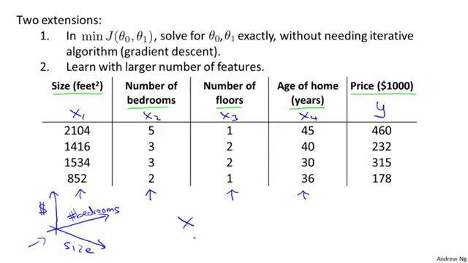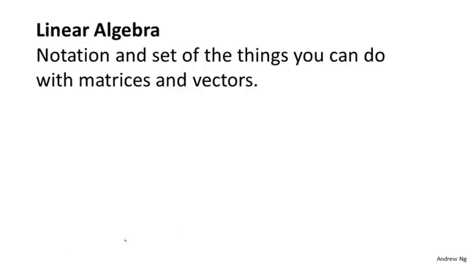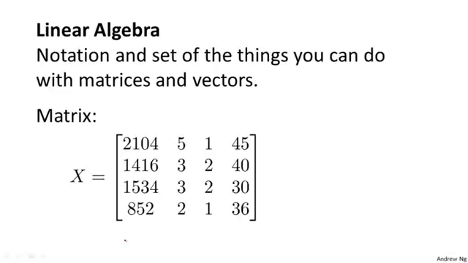So rather than just having X as our feature, we now have X1 through X4, and we're using these subscripts to denote my 4 different features. It turns out the best notation to keep all of this straight and to understand what's going on with the data, even when we don't quite know how to plot it, is the notation of linear algebra. Linear algebra gives us a notation and a set of operations that we can do with matrices and vectors. For example, here's a matrix where the first column is the sizes of the 4 houses, the second column is the number of bedrooms, then the number of floors, and that was the age of the home.